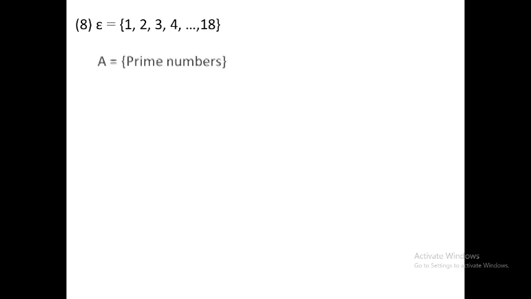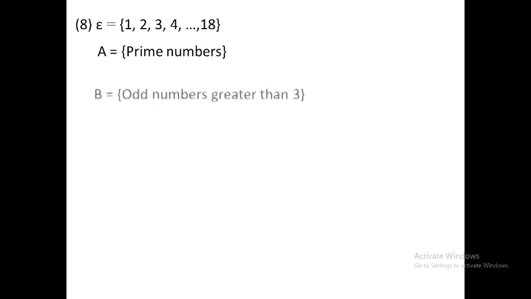First one, the universal set, we are told, should be 1, 2, 3, 4, continuing to 18. So the 3 dots means it continues to 18, and they are counting numbers or natural numbers. Then A says prime numbers, set A, prime numbers. Could you list that for me? Good. And then set B, odd numbers greater than 3.